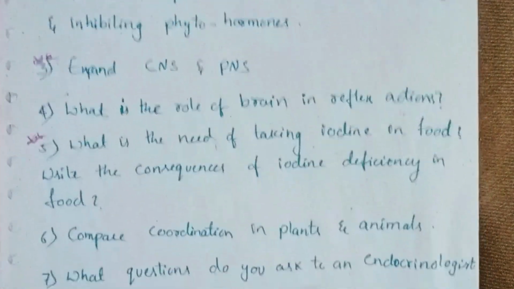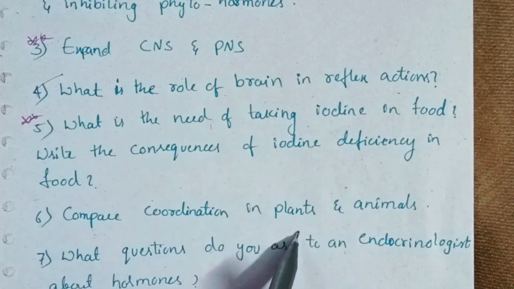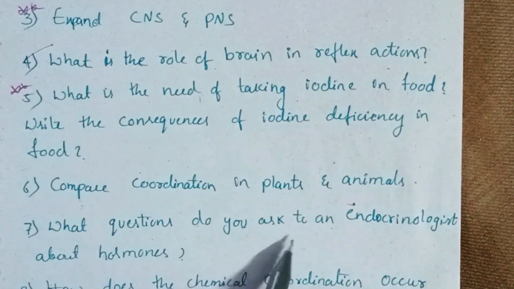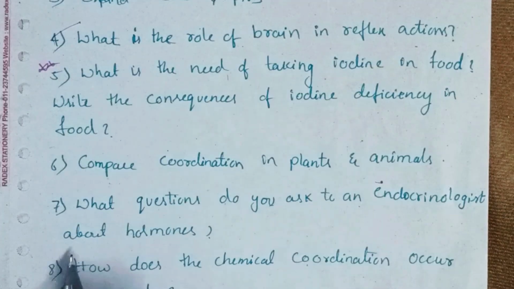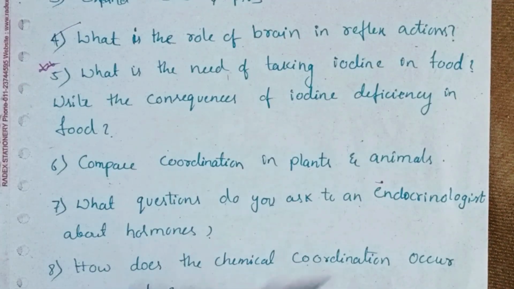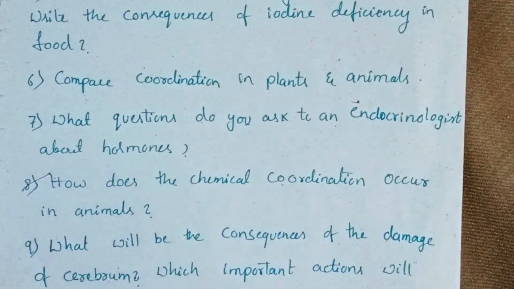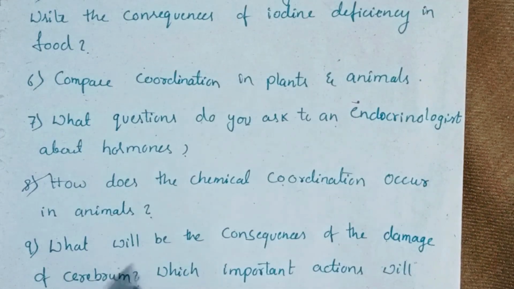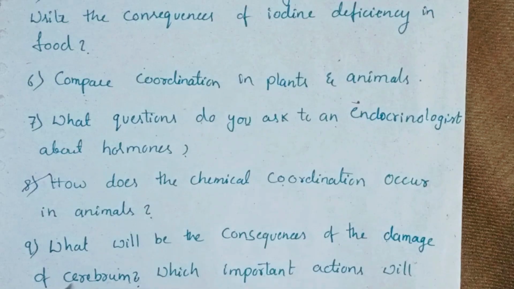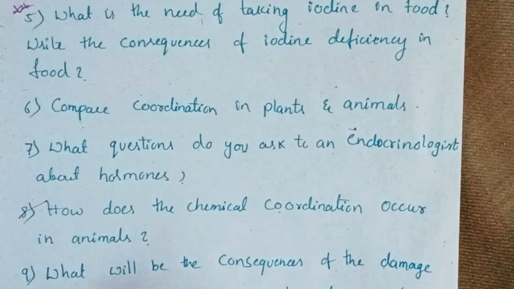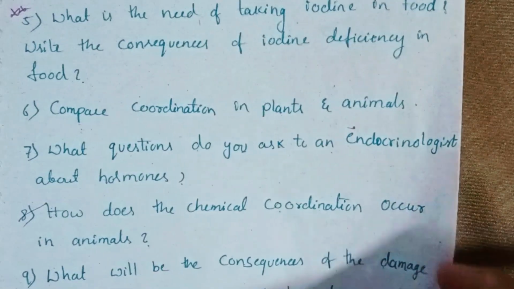Next, sixth one, compare coordination in plants and animals. Seventh question, what questions do you ask an endocrinologist about hormones? The next question is, how does chemical coordination occur in plants? Sorry, in animals. Sometimes they'll ask you in plants as well. So ninth one, what will be the consequences of the damage of the cerebrum? Which important actions will be lost? This is the ninth question, guys.